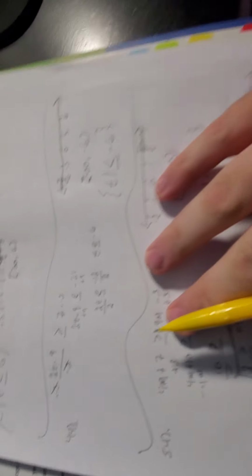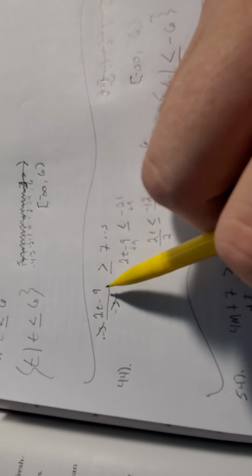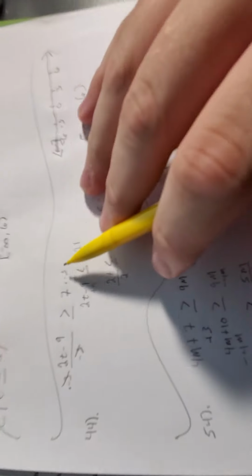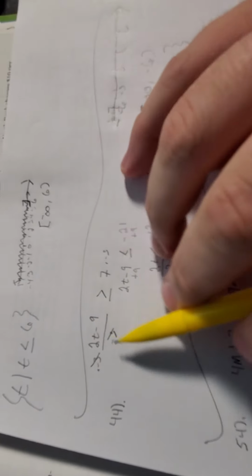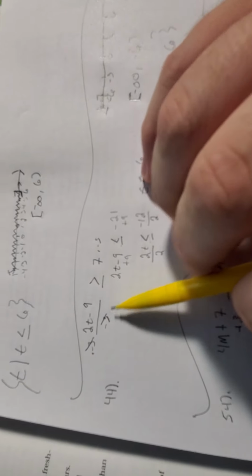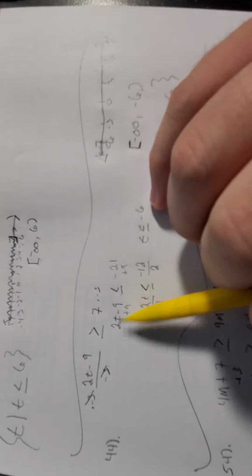So going over here, like I said, once again, I kind of have everything already done here. So I set up my inequality first: 2t minus 9 divided by negative 3 is greater than or equal to 7. To get rid of the negative 3 on the bottom, we're going to multiply by negative 3 on both sides. So that's going to give us 2t minus 9.